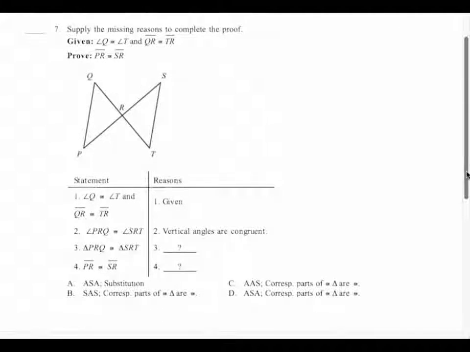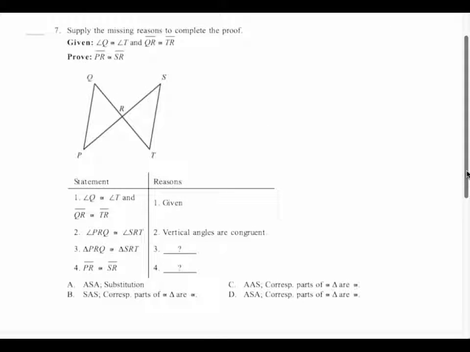For the proof, we want to prove that PR is congruent to SR, and we're told that angle Q is congruent to angle T, and that QR is congruent to TR. So let's label the given stuff. Q is congruent to angle T, and then we're told that QR is congruent to TR. All right, so now to prove this, I think I have to prove congruent triangles.